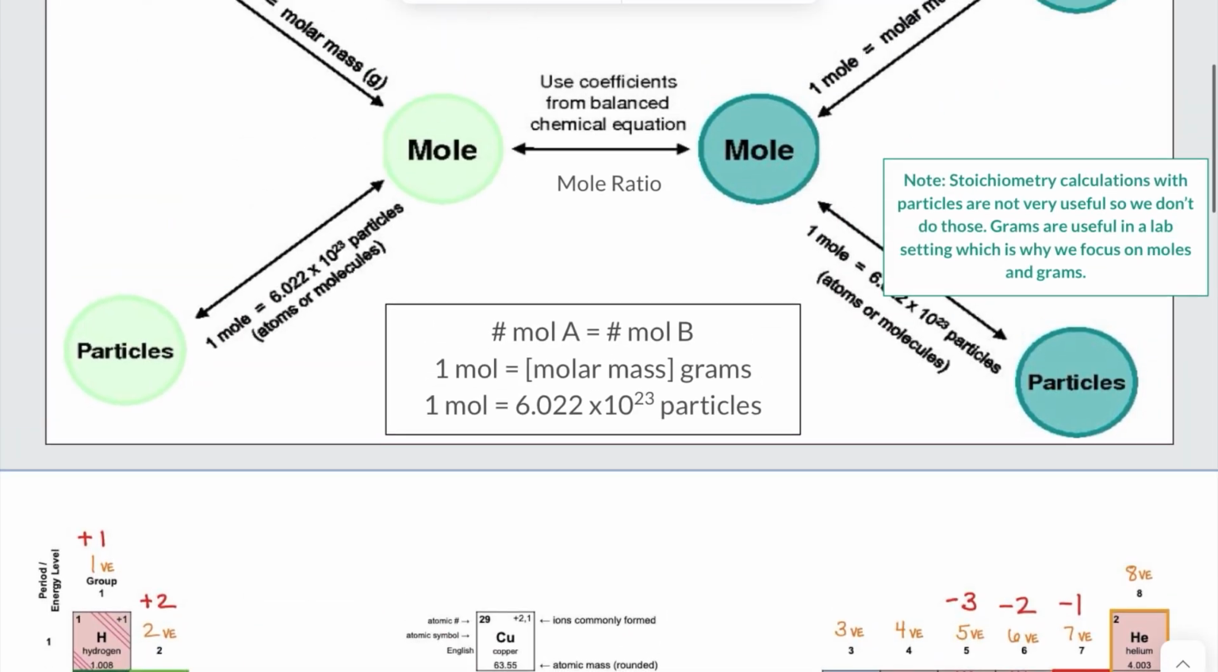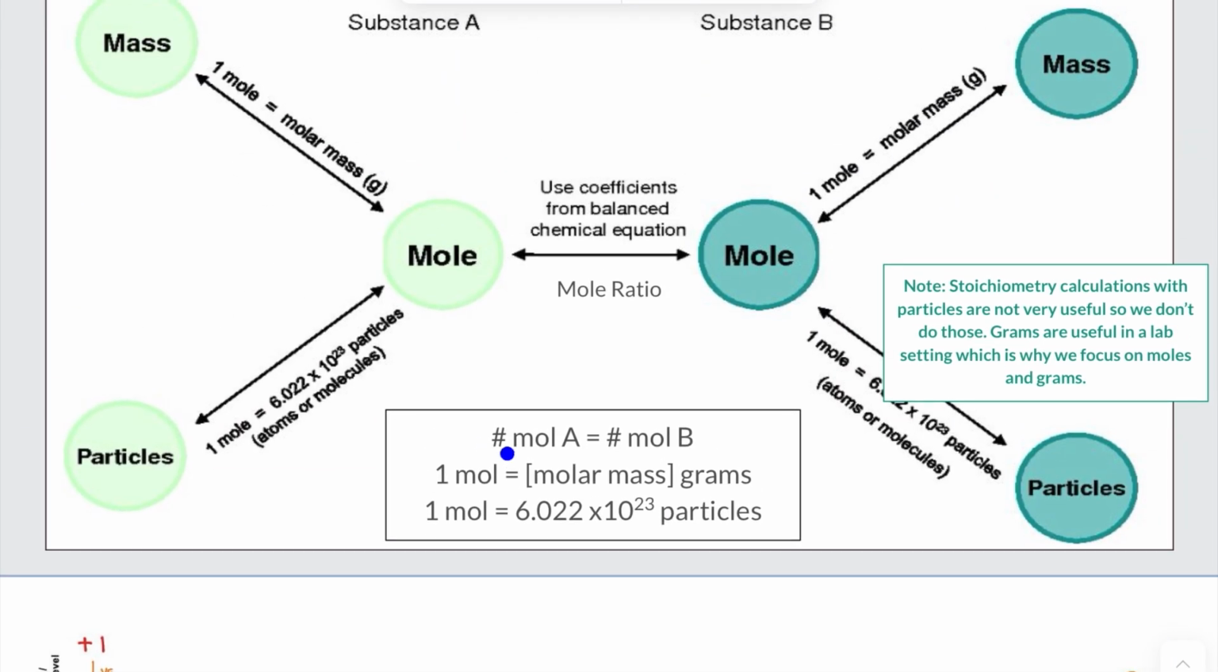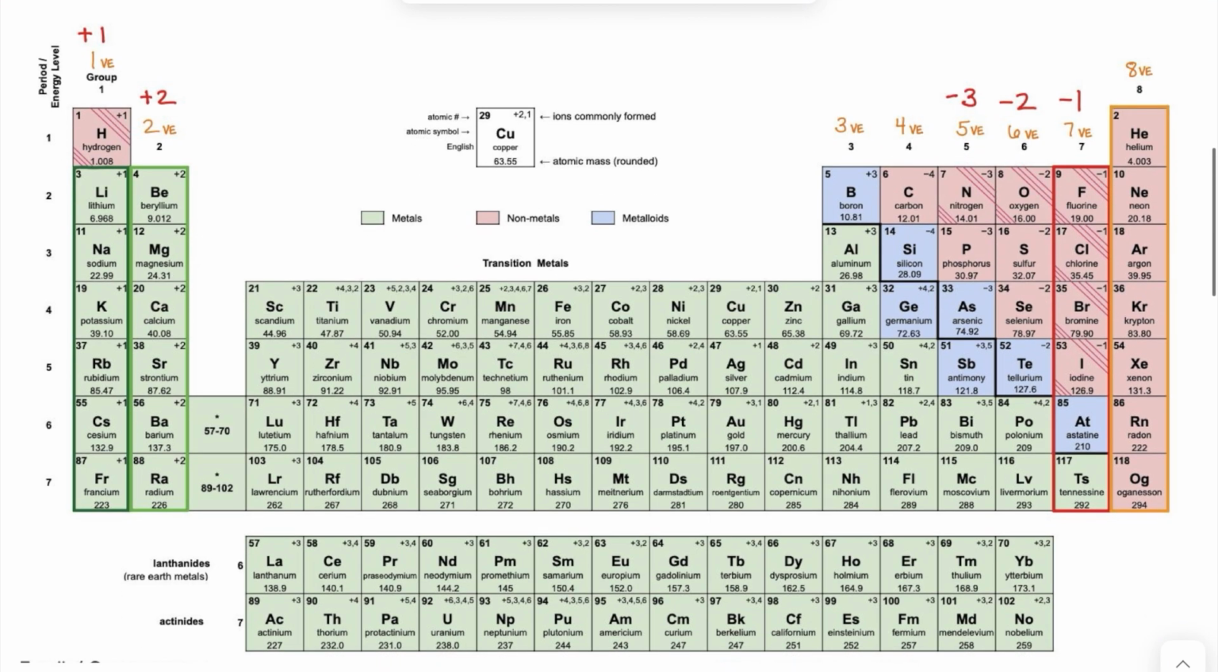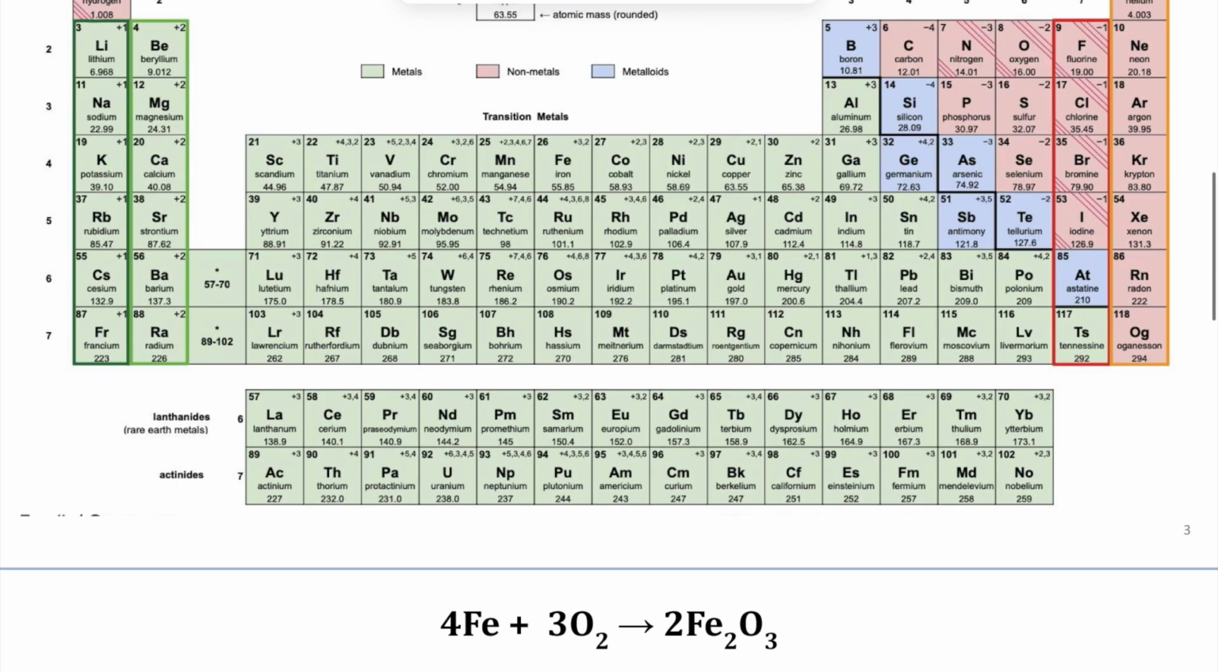So you should be using this, and again, we've got our number of moles of A equaling number of moles of B. That's how we are writing that mole ratio using our balanced equation. And then we also have our 1 mole equals molar mass relationship on either side. I put a periodic table in here in case we need to use that for finding molar masses.